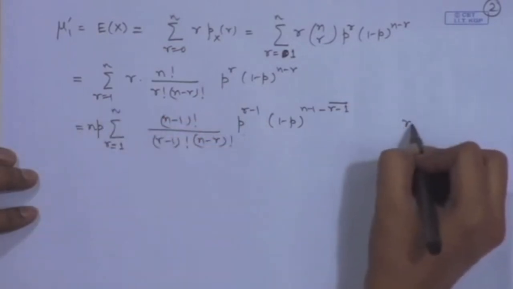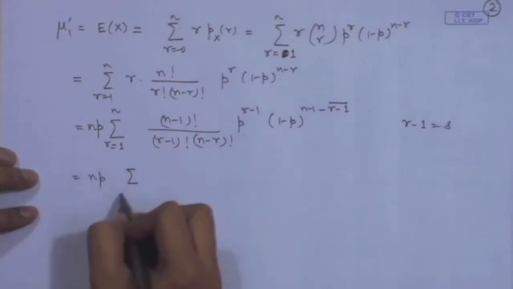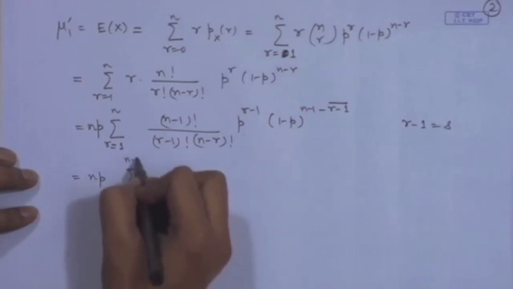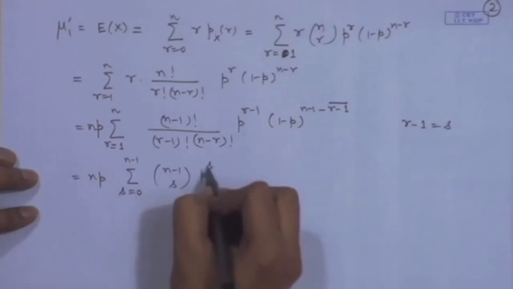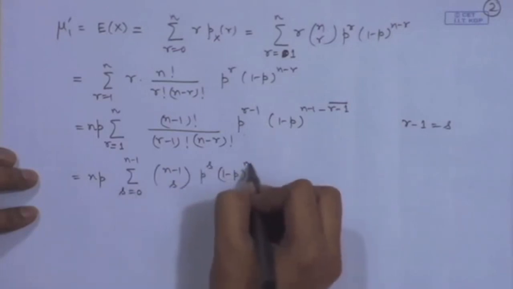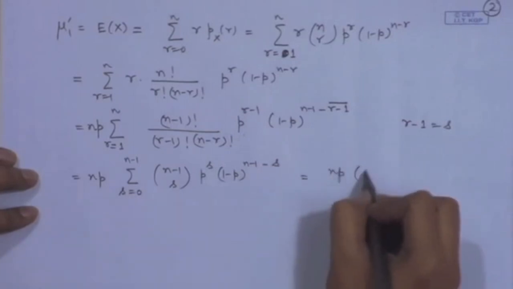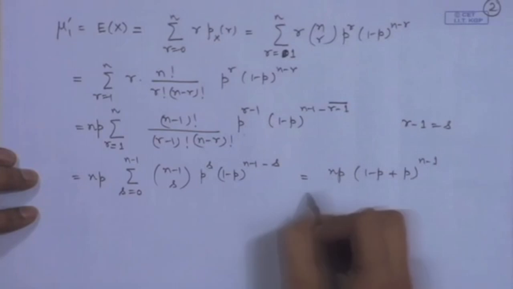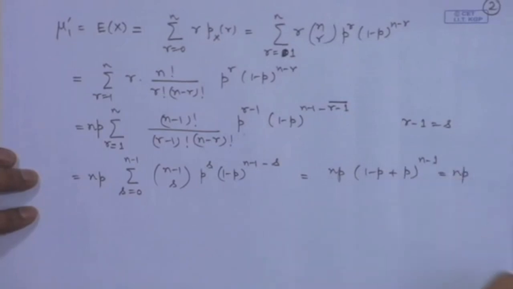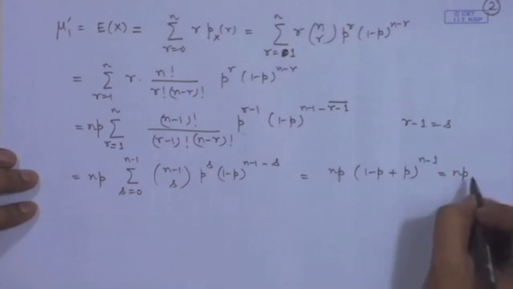So, if I substitute r minus 1 is equal to, say, s, then this will become n p, s is equal to 0 to n minus 1, n minus 1 c s, p to the power s, 1 minus p to the power n minus 1 minus s. This is nothing but the binomial expansion of 1 minus p plus p to the power n minus 1. So, this is again 1 and we get it as equal to n p. So, the mean of a binomial random variable is n p.